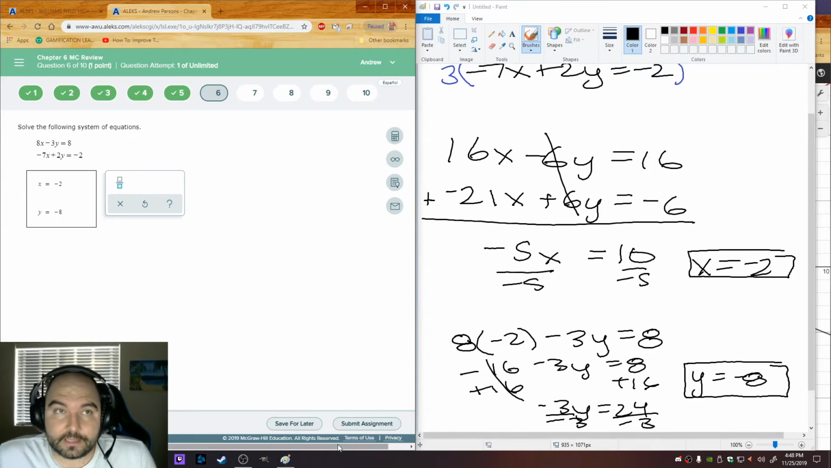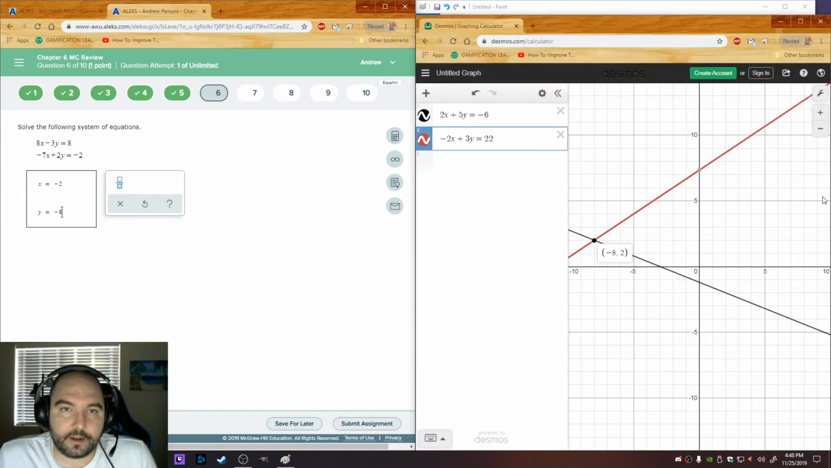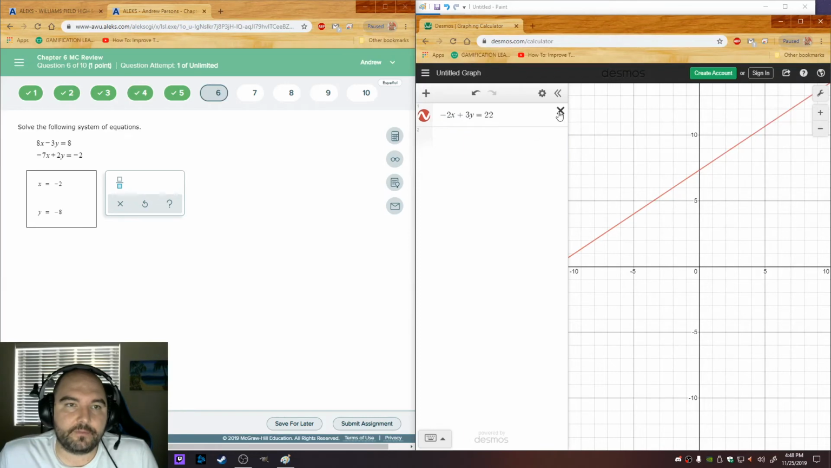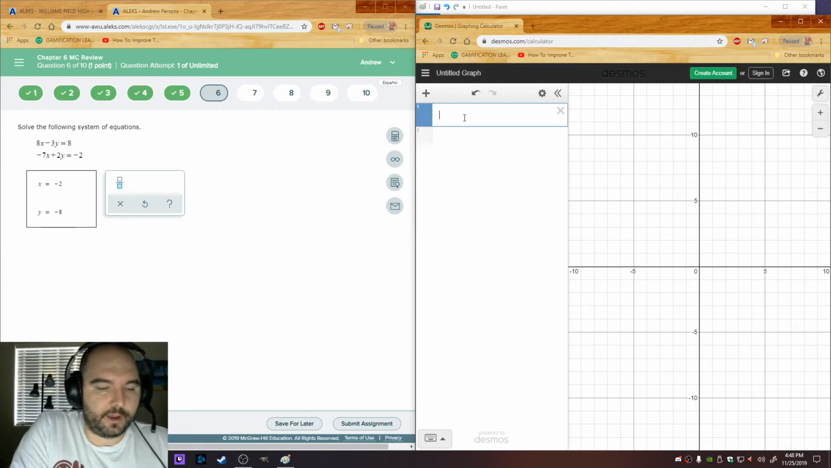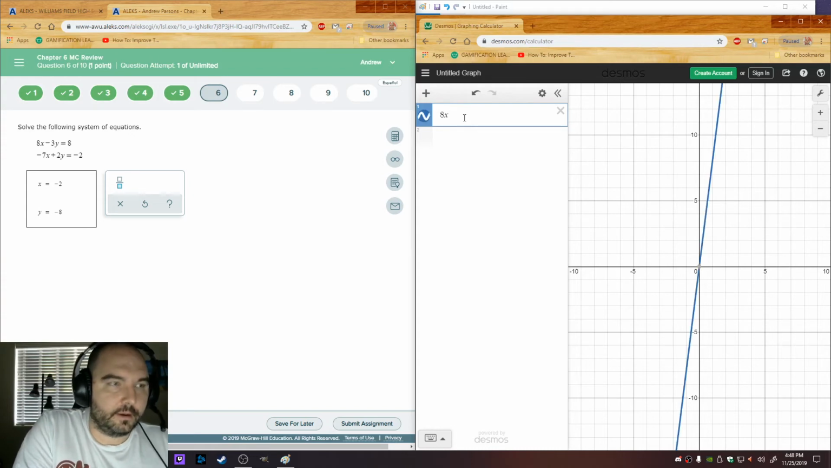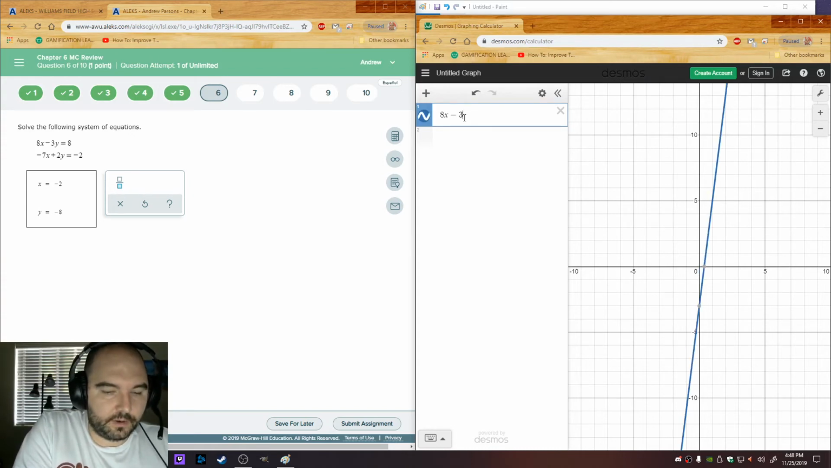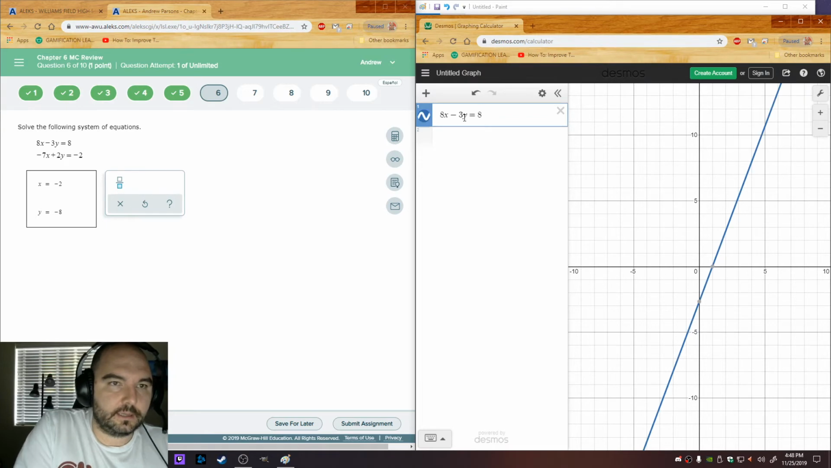Again, before you hit submit or enter or whatever you're going to hit on the test, this is all fair game for typing in if you want to make sure you're right. Is negative 2, negative 8 the correct answer? I don't know. 8x minus 3y equals 8.